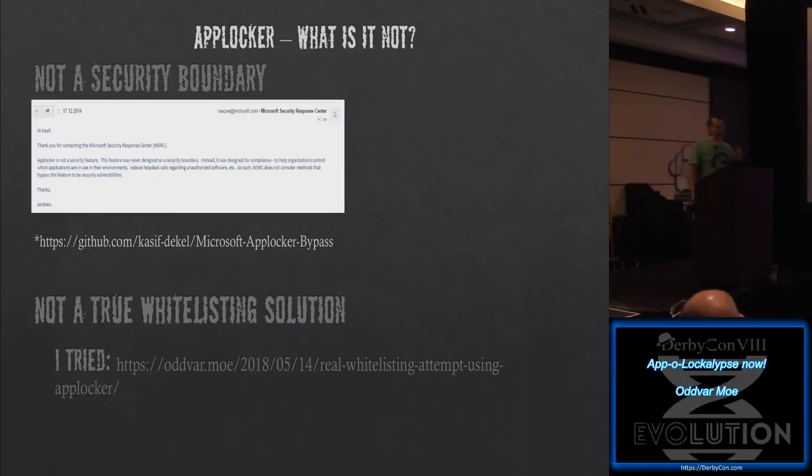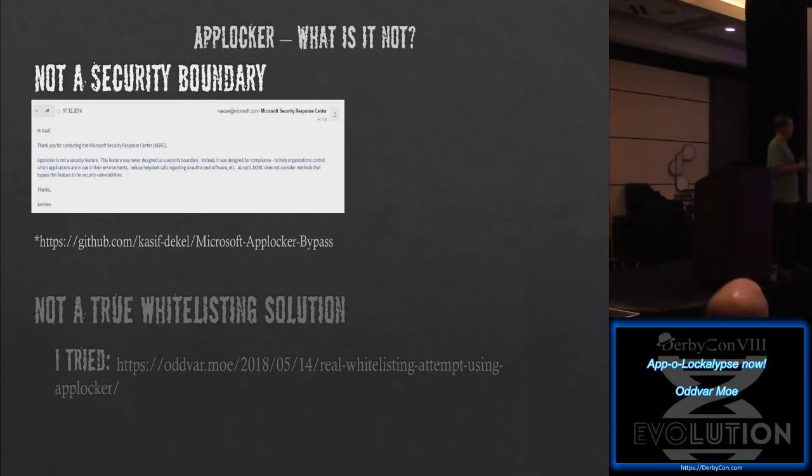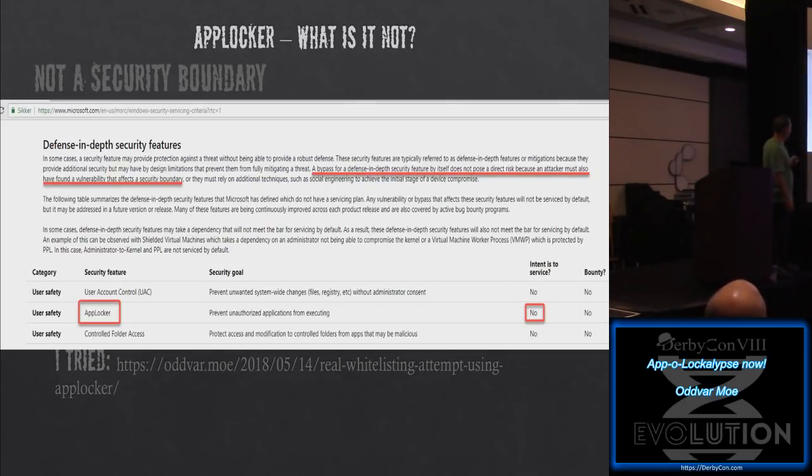What AppLocker is not, is a security boundary. There have been many reports to Microsoft where we have highlighted problems with AppLocker, but they always tell us this is not a security boundary, it was designed for compliance. Still, it's a great product that I really feel needs to be deployed more. If you see here, this is the latest blog from Microsoft on the criteria for getting a CVE or being serviced. It clearly states that AppLocker is not going to be serviced. So this is something they don't really care about. But if you find a serious enough bug, they will probably fix it anyway. But yeah, it's a different story.